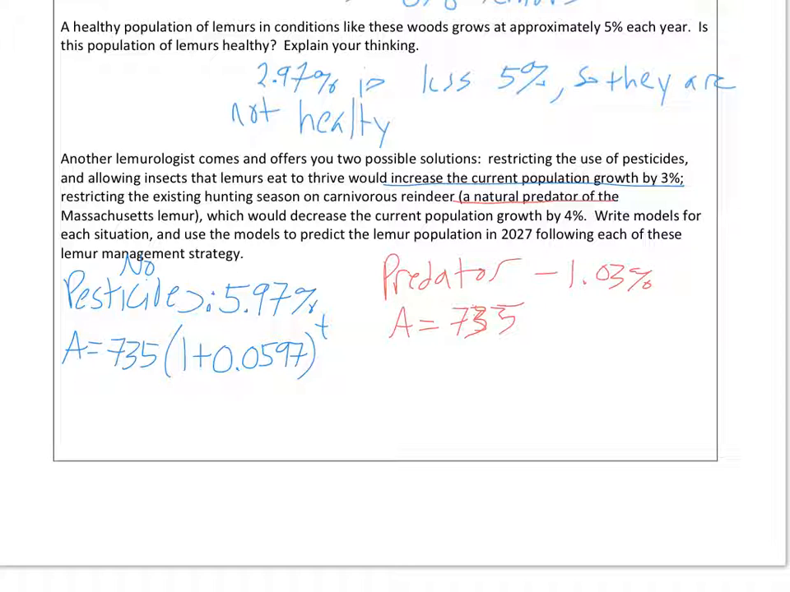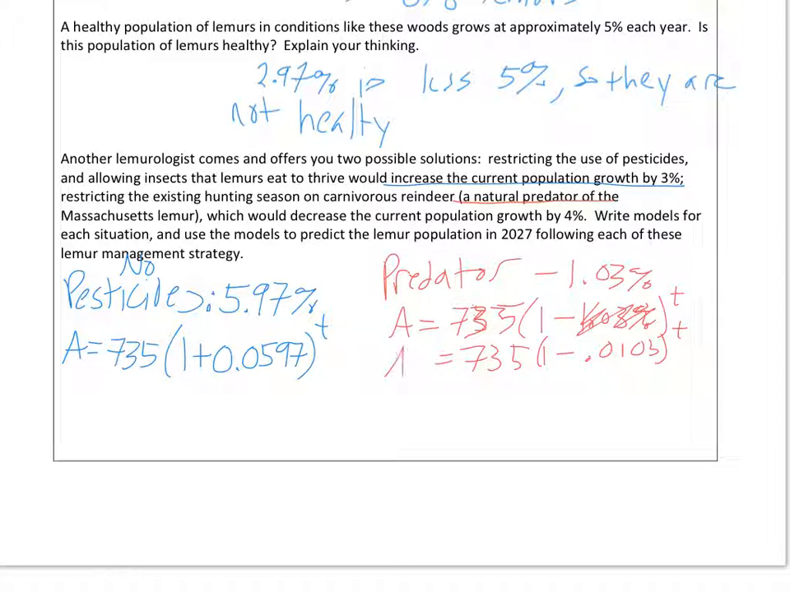That's a 3 and then a 5. 1 minus 1.03% to the t, which is going to be 1 minus 0.0103 to the t.